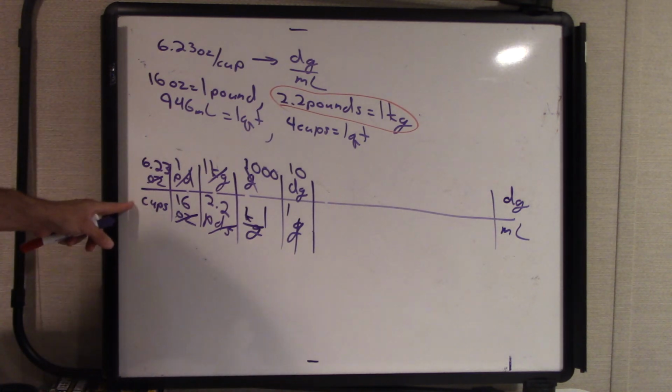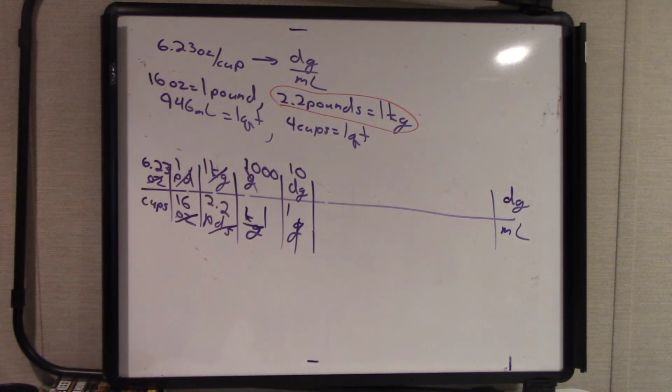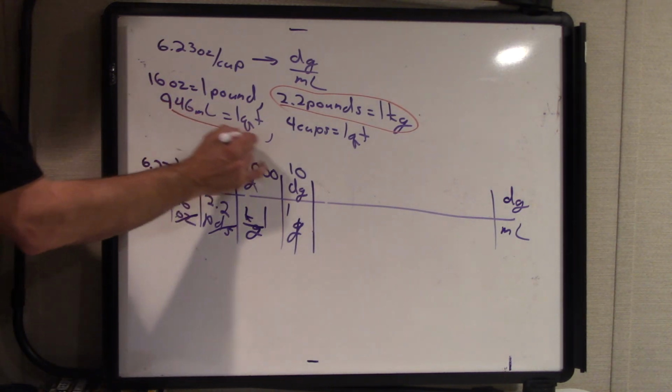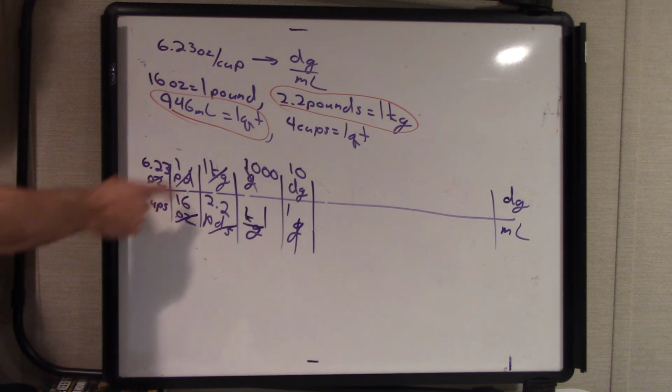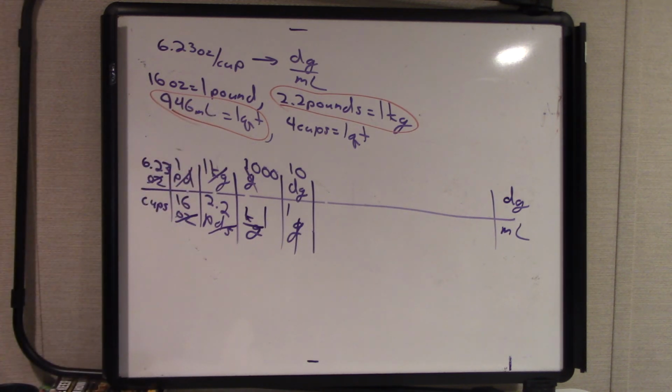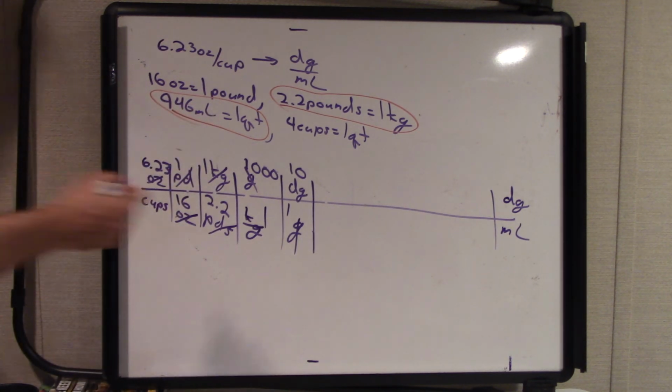Well, cups, English, milliliters, metric. In order to do this, I need an English to metric volume conversion. Well, that English to metric volume conversion is the 946 milliliters in 1 quart. I'm in cups, so before I can use this, I have to go from cups to quarts.